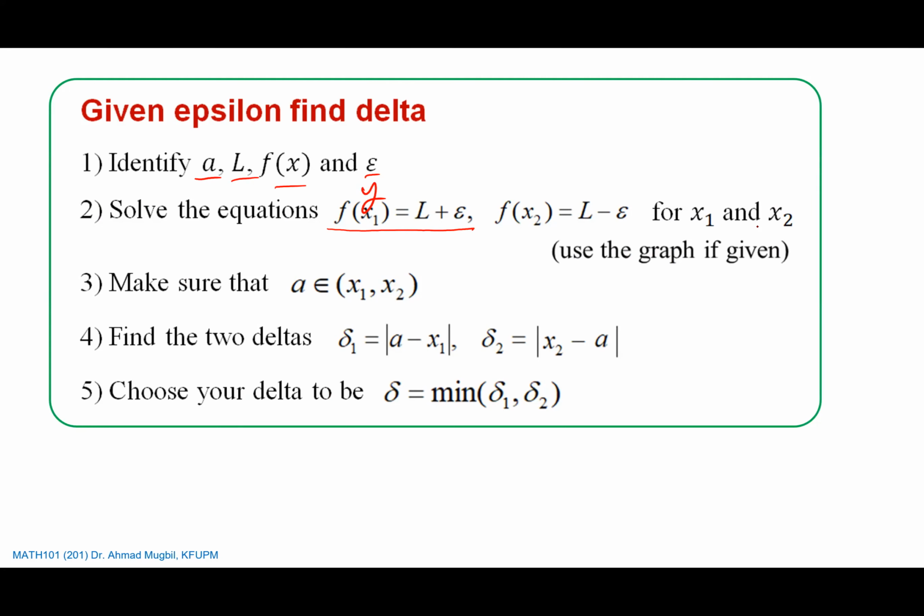You can use the graph if it is given. Your A must be between them. Make sure about that. And your delta 1 and delta 2 will be the distances between x2, x1, and A. Choose delta to be the minimum one, and remember that this value is the greatest one. So delta could be less than that value.